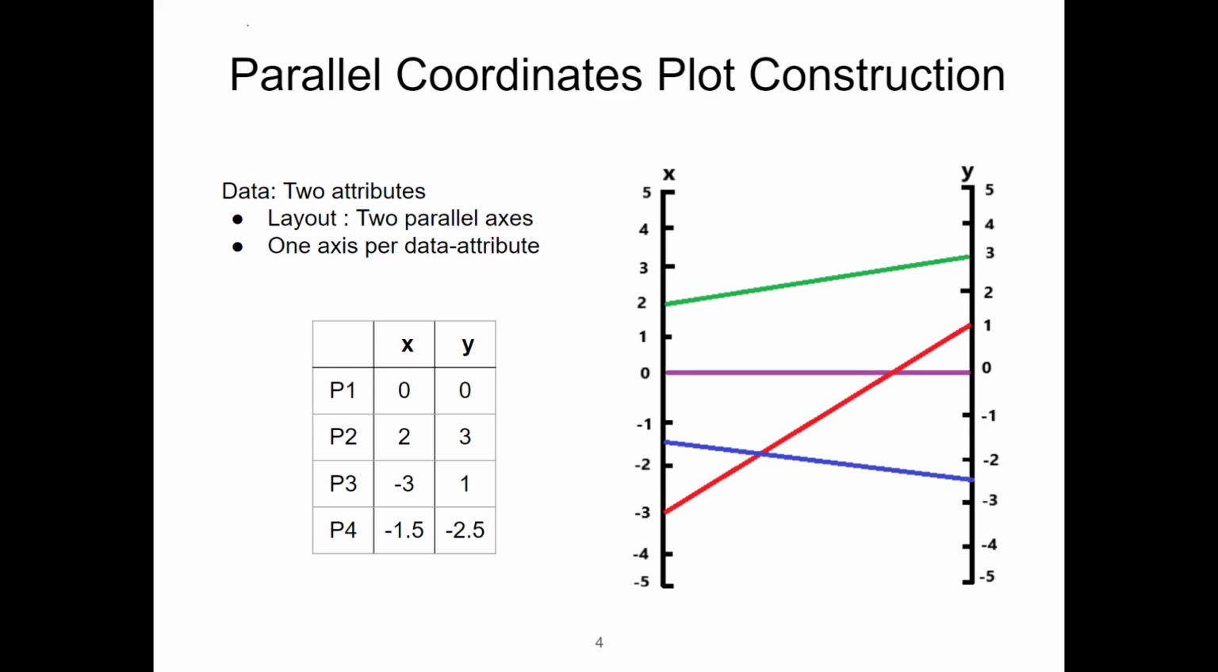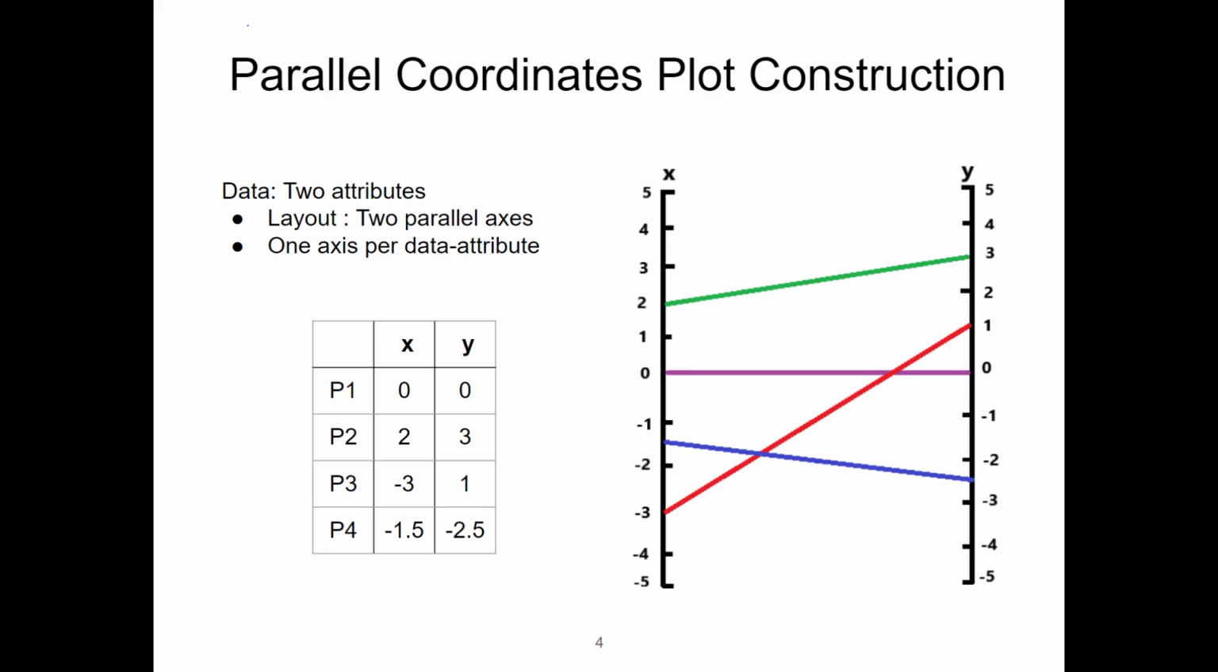For example, to draw the edge on the parallel coordinates represents point 2, we move 2 units up from the origin on the x-axis, and we move 3 units up from the origin on the y-axis. Then we connect the point on the x-axis to another point on the y-axis with an edge.